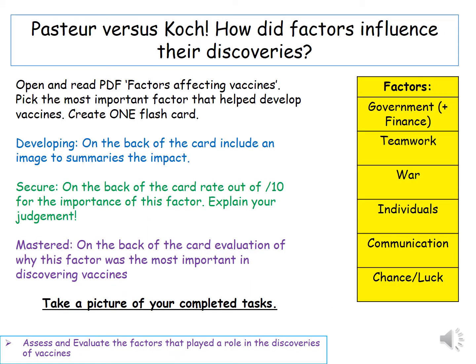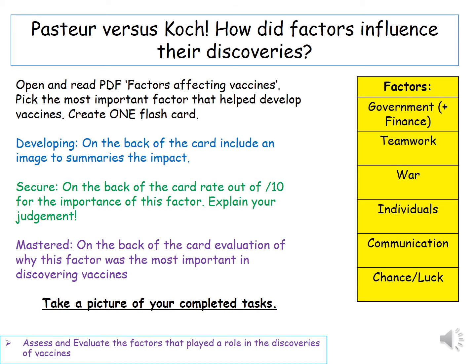And the third learning objective is to assess and evaluate the factors that played a role in the discovery of these vaccines. So we're really looking at comparing the work of Louis Pasteur and Koch and how different Gatwick factors have influenced their discoveries. So I'd like you to open and read the document entitled Factors Affecting Vaccine and have a read through that PDF and pick the most important factor that helped develop vaccines.